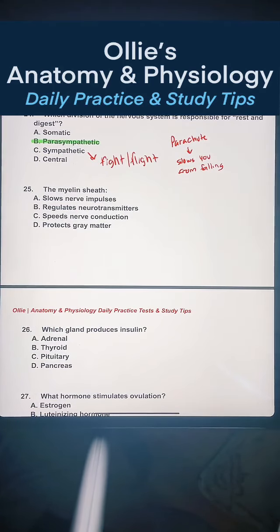Somatic means like bodies, that's voluntary control. And then the central nervous system makes up your brain and spinal cord. Number 25, what does the myelin sheath do?